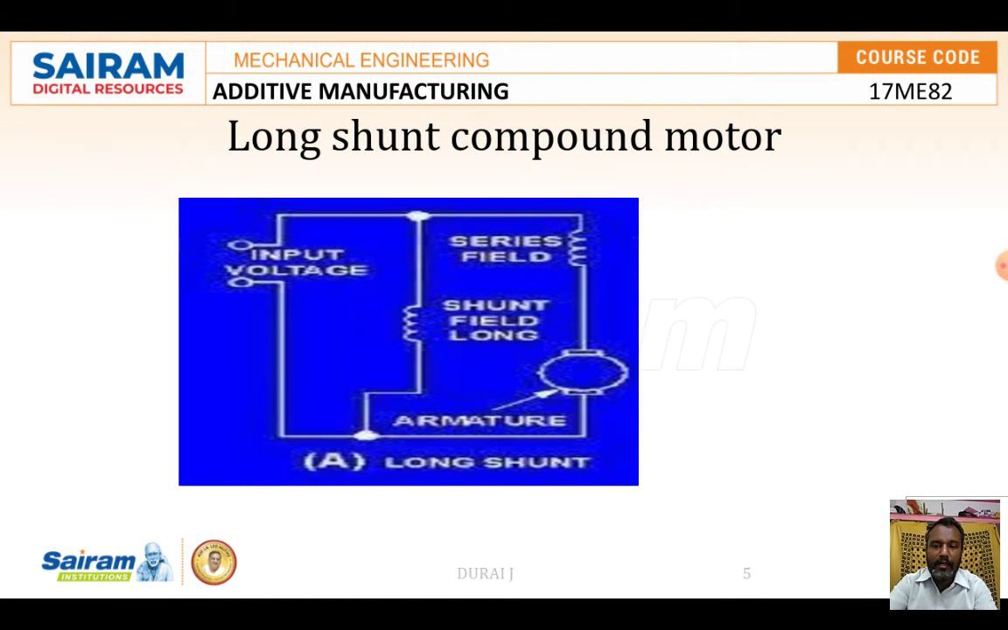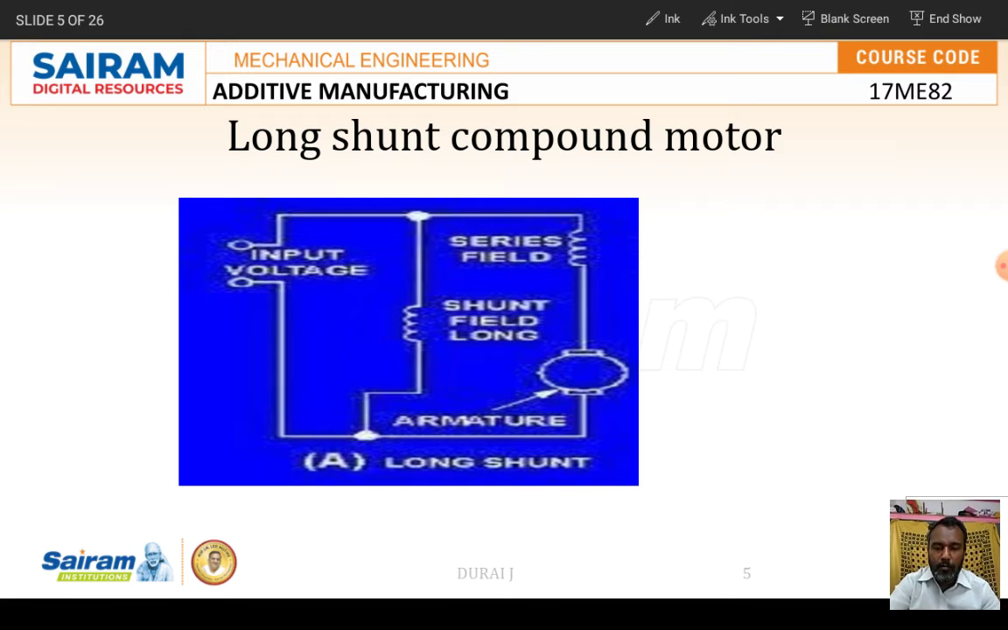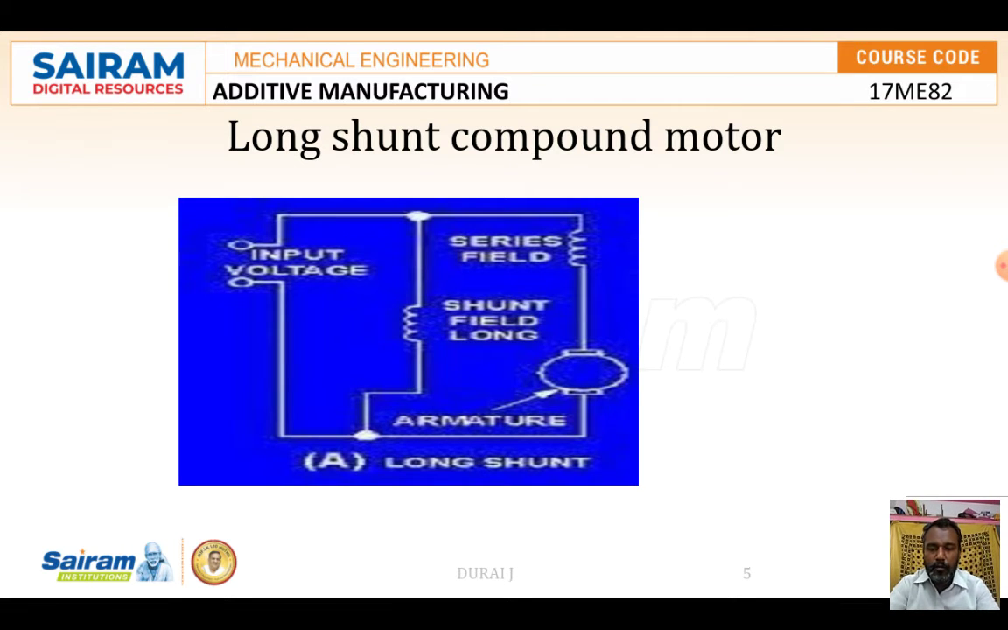Then comes the long shunt motor. This is the diagram of the long shunt motor. When the shunt field is connected in parallel to the series field and the armature, then this type of motor is called a long shunt motor. In this motor, both the series field and the armature are connected in a parallel manner. That is the point you should remember.